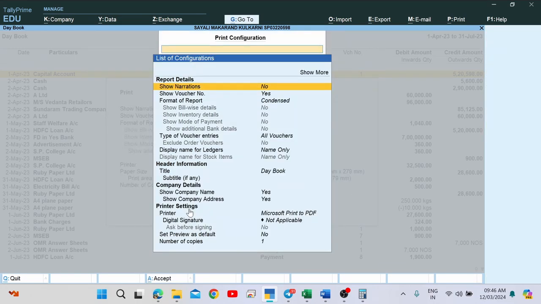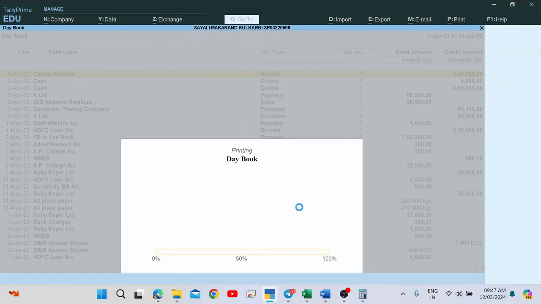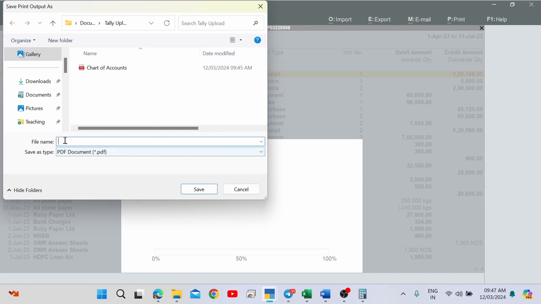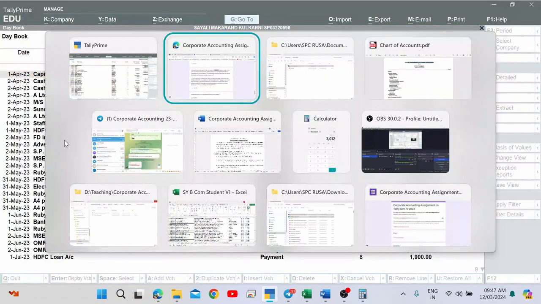Then Show Narration, say yes, and then here Print Format, say Detailed, and all the other things are okay. We have changed this, and then say Print, and you will get that directly. The folder is already selected, just give a name to the file and save. You can check your output as well.